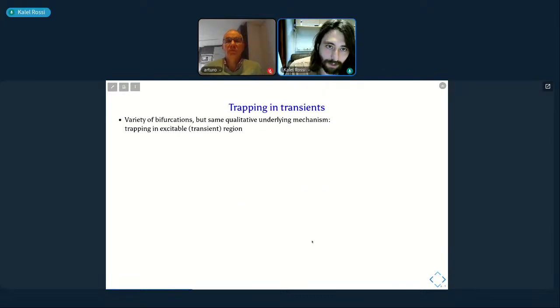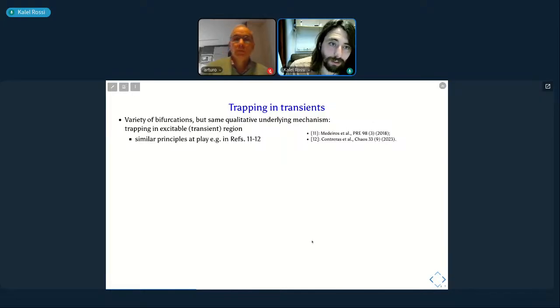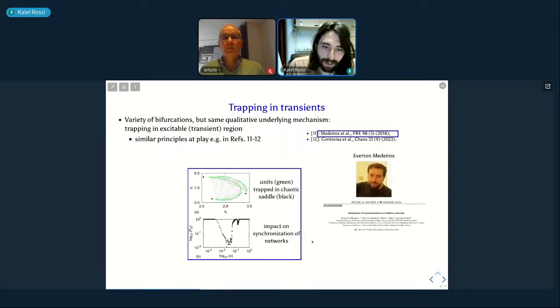So just to summarize this point, as I mentioned, there are different bifurcations, but the same qualitative mechanism, which is the trapping in transient regions. And there's another very nice example that I wanted to mention here from Everton Medeiros, who's now a professor in UNESP. Surely some of you here know him, and it's just a very nice example of this also at play.